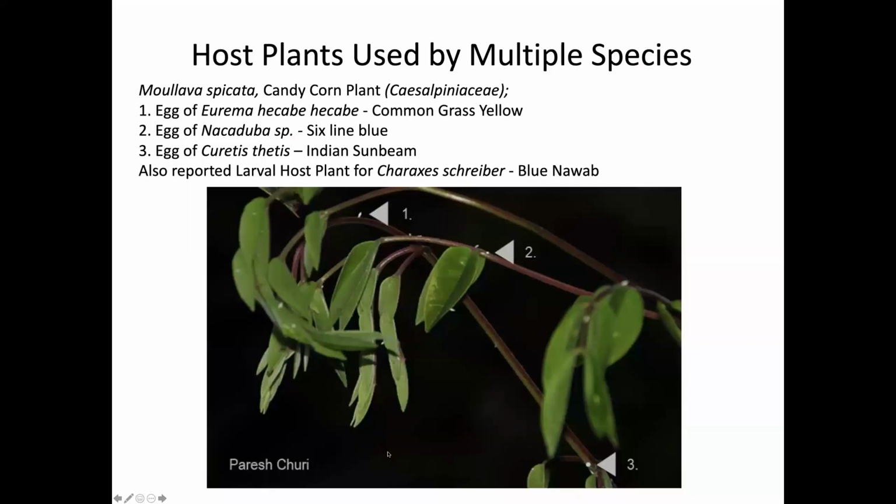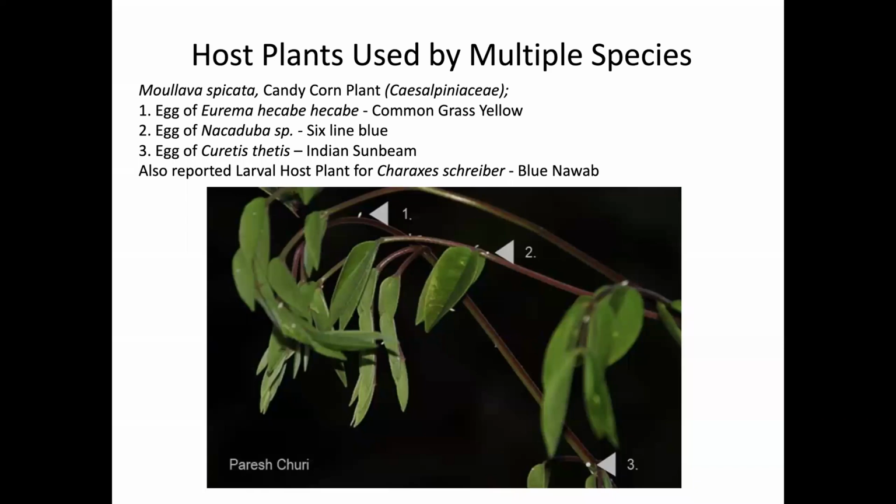First egg is of a Common Grass Yellow. Second egg is of a Six Lime Blue. And third egg is of an Indian Sunbeam. And this particular host plant is also reported for the Blue Nawab, which is a Schedule 1 species and which is extremely rare in the Western Ghats. And you can see various butterfly species lay eggs on this particular host plant.